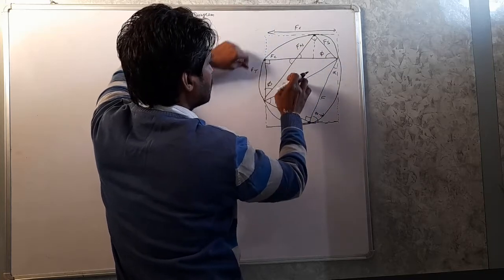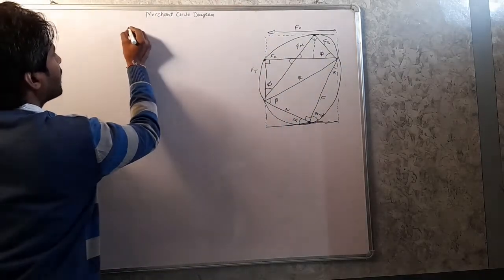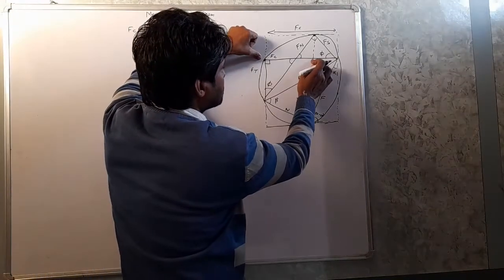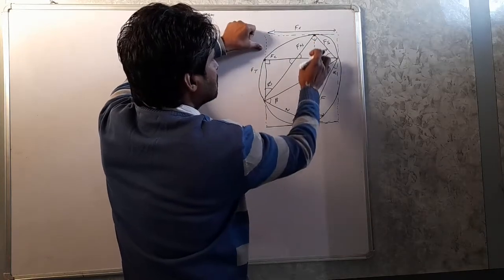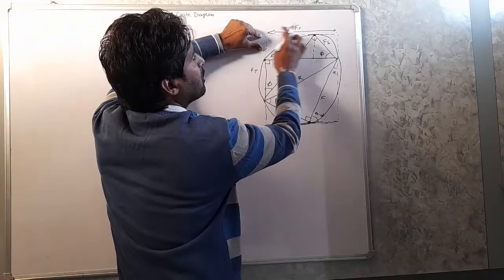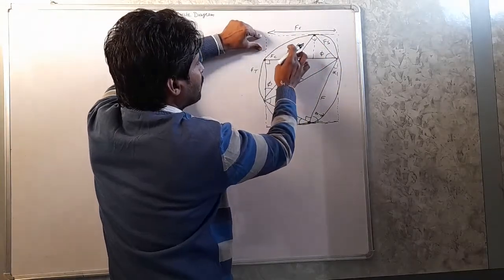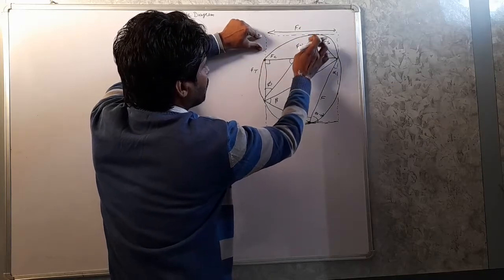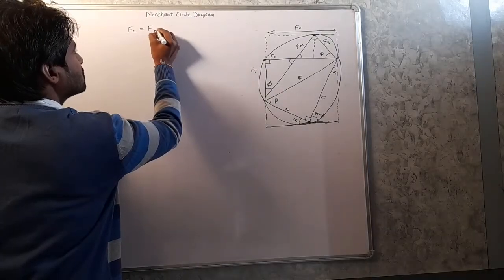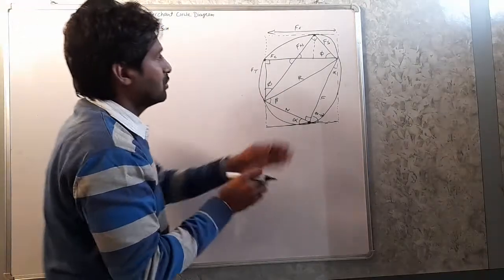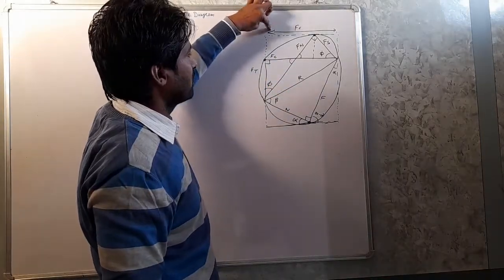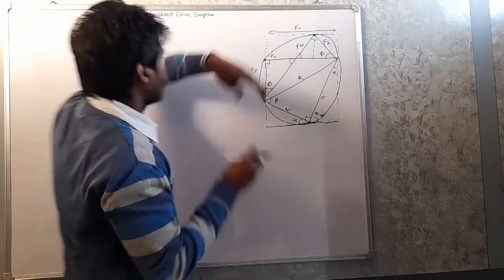So first I will write here Fc equal to... this length, how much is this triangle? This is the perpendicular part of this triangle, this one. Fn sin alpha. Sorry, it is not alpha, it is phi. This angle is phi. So it is Fn sin phi. This length is Fn sin phi.